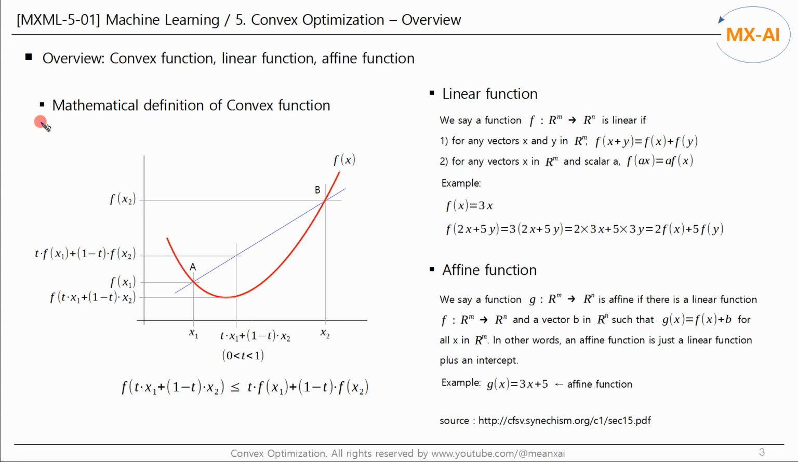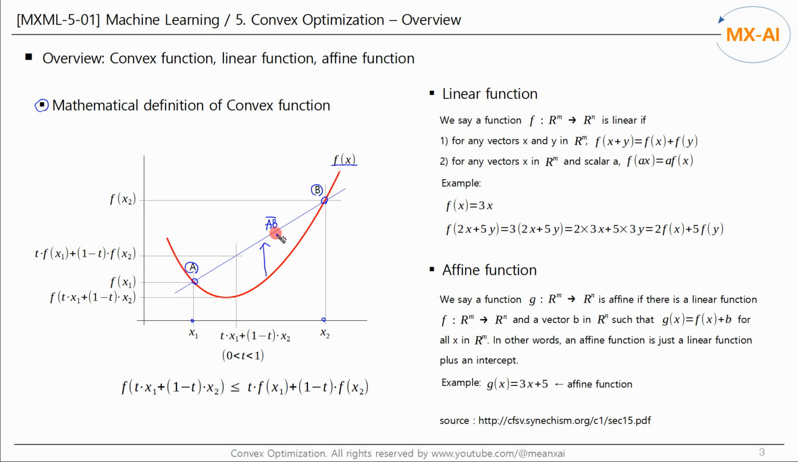Let's look at the mathematical definition of the convex function. There is a function f of x that is convex downward. A real-valued function f of x is said to be convex if the line segment AB between any two distinct points on the graph of the function lies above the graph between the 2 points.